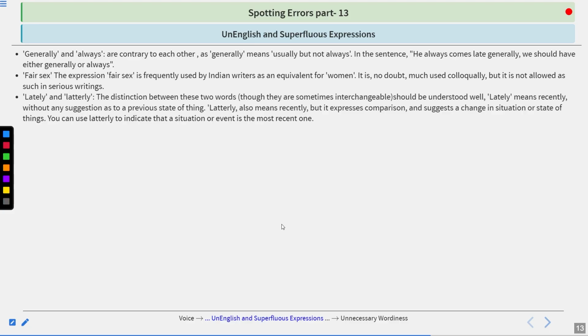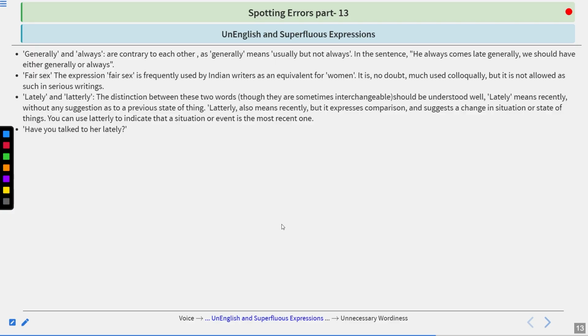Lately and latterly. The distinction between these two words, though they are sometimes interchangeable, should be understood well. Lately means recently, without any suggestion as to a previous state of things. Latterly also means recently, but it expresses comparison and suggests a change in situation or state of things. You can use latterly to indicate that the situation or event is the most recent one.